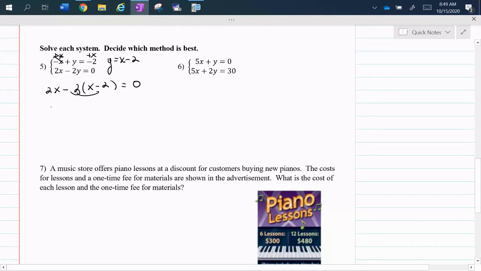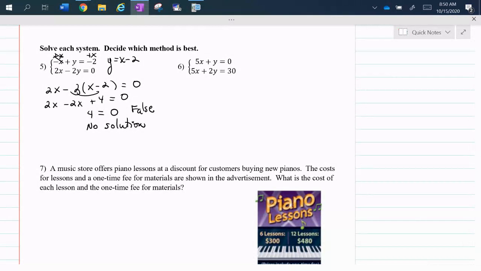So I'm going to distribute now. So I get 2x minus 2x plus 4 is equal to 0. So when I add my like terms, look what happens. 2x minus 2x is 0. So I end up with 4 is equal to 0. So we know what happens when we try to solve an equation and our variables go away. We end up with either a true sentence or a false sentence. And since this sentence is false, we're going to say there is no solution to this system. And if we did get a true sentence, then that would mean that there would be infinitely many solutions.